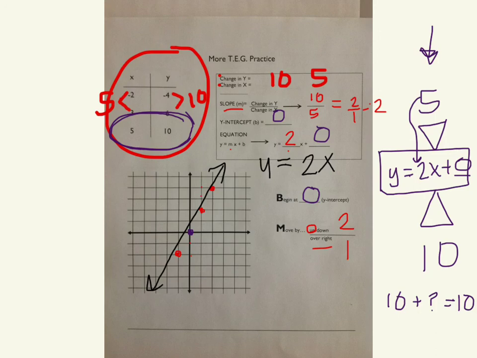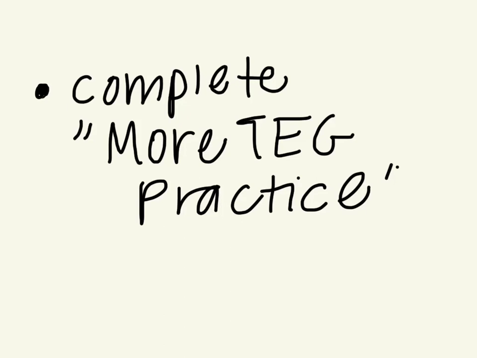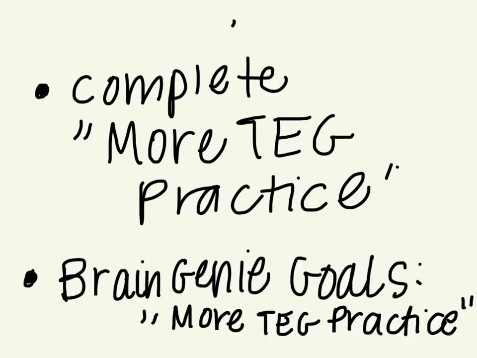You'll have 3 more examples like this for your classwork. Again, find this in Moodle, open it in Notability, and save it in your Moving Straight Ahead folder. So for the rest of class, your task is to complete the More Table Equation Graph Practice, again, found on Moodle, and your homework tonight will be Brain Genie Goals, also titled More Table Equation Graph Practice.